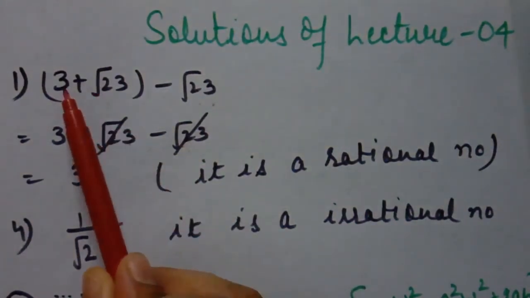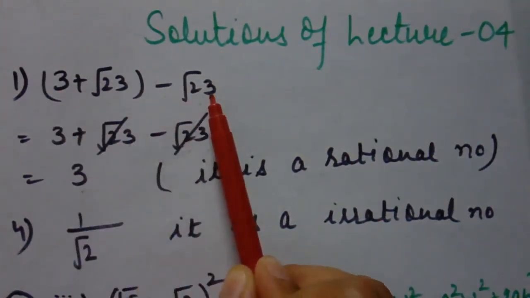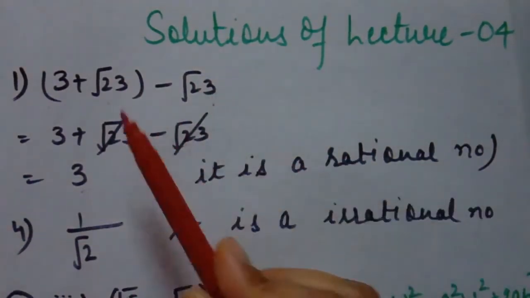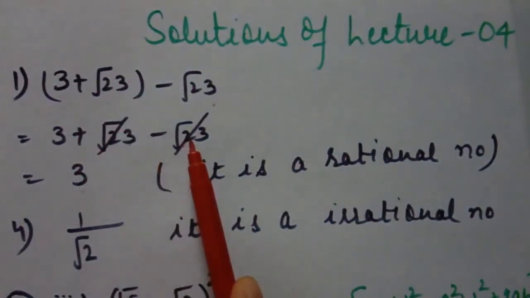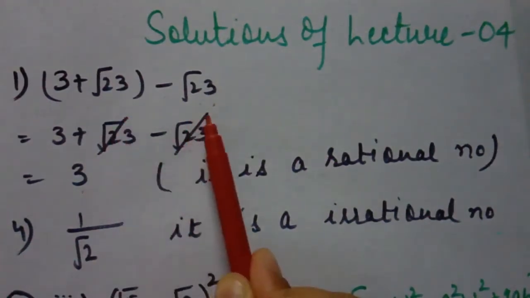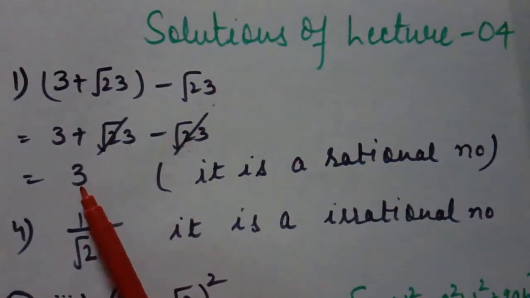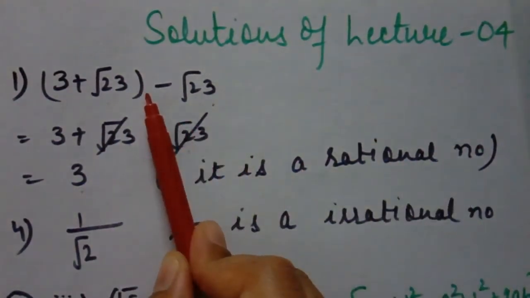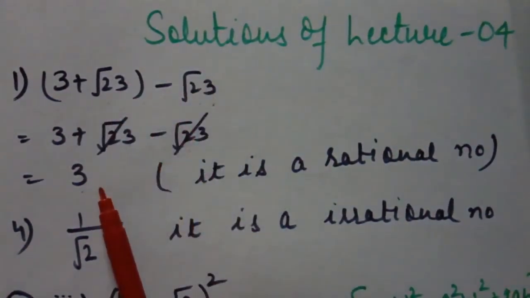One part is (3 plus root 23)(3 minus root 23). First of all, we have to check whether this is a rational number or an irrational number. So we have to open this bracket first, and then we will cancel these root 23 terms because they are present with opposite signs. So it is 3. It is a rational number. At first look, it looks like an irrational number, but after solving it, we get our answer. It is a rational number.